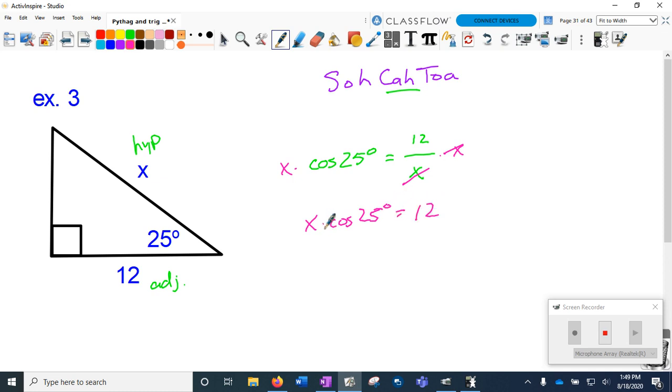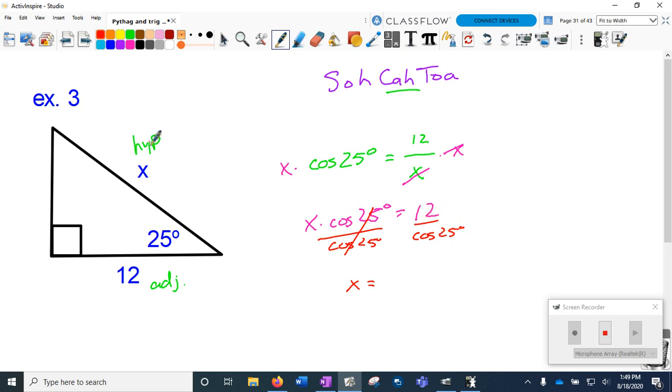Okay? So, how do we get x by itself now? Remember, this was multiplication. What do we do to undo multiplication? Well, to undo multiplication, we divide. But what are we going to divide by? Since we want the x by itself, we are going to have to divide by cosine of 25 degrees. So now instead of doing a multiplication, like we did the last two times, now we're doing a division. Okay? We're going to calculate 12 divided by cosine of 25 degrees.